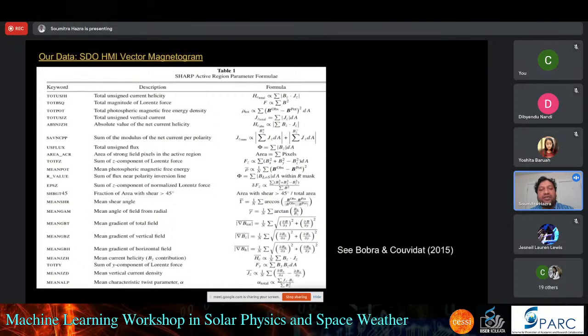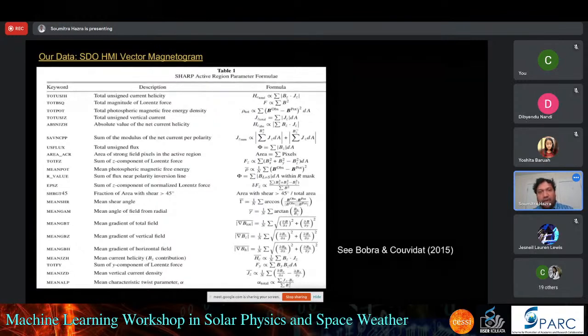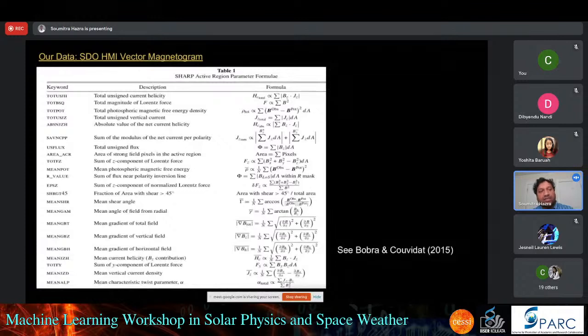As Paul already discussed in the previous talk, HMI on SDO produces lots of data for us. Here we use the SDO HMI vector magnetogram data for the training of the computer. We first calculated different magnetic parameters like total unsigned current, helicity, Lorentz force, vertical current, and magnetic free energy density. There are lots of parameters that we calculated from the SDO HMI vector magnetogram data, and then we use these magnetic parameters for the training of the computer.